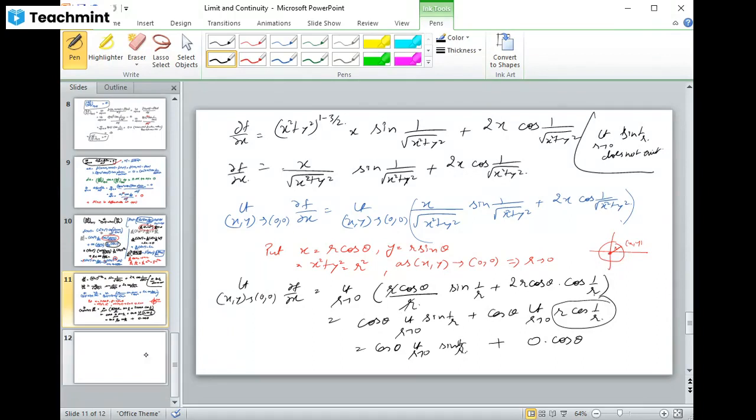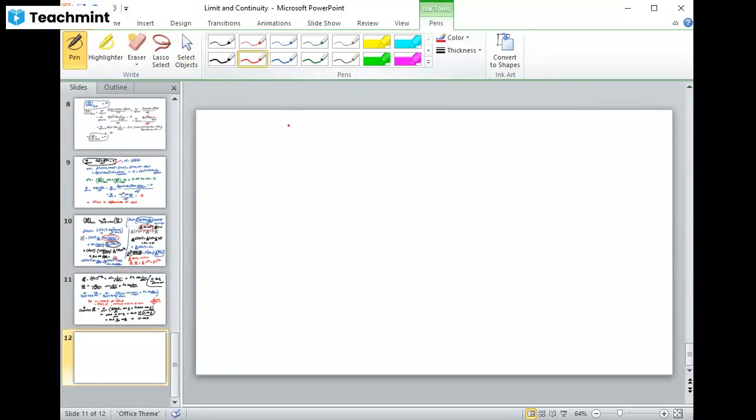So because limit r tends to 0 of sine 1 upon r does not exist, it means that limit (x,y) tends to (0,0) of f upon x does not exist. So because the limit does not exist, obviously there is no question about continuity. Hence, f upon x is discontinuous at the point (0,0).